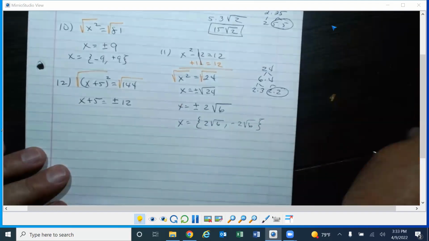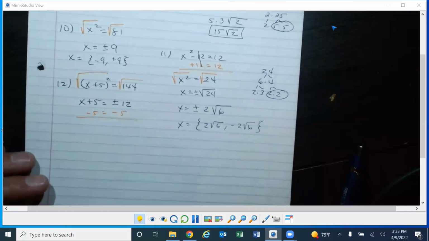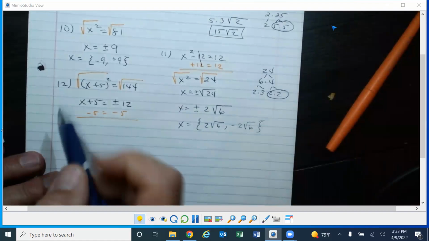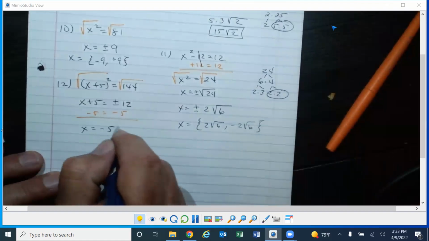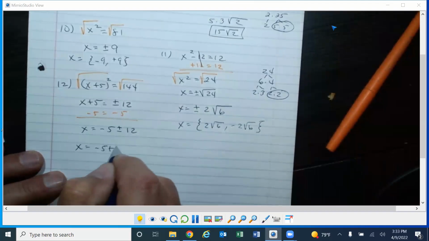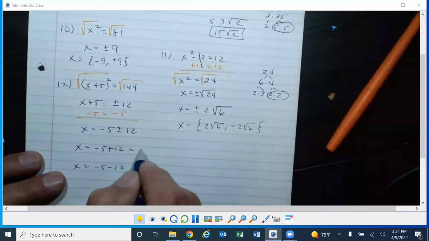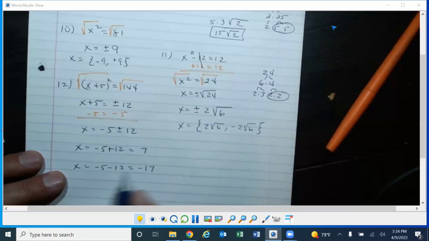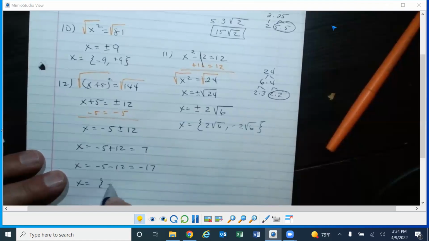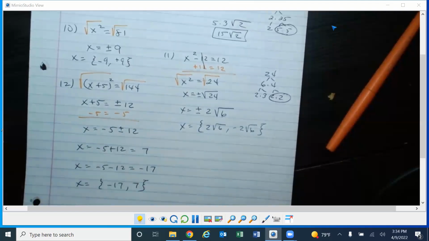All right, so now I'm going to subtract 5 from both sides. I like putting the number first that we just moved over because you have the plus and minus in the middle. And remember, now you got two answers. You got x equals minus 5 plus 12. Then you got x equals minus 5 minus 12. This should be, let's see, minus 12, that's a 7. This is minus 17. So x equals negative 17 and 7. Those are my solutions, my x-intercepts, my square roots.